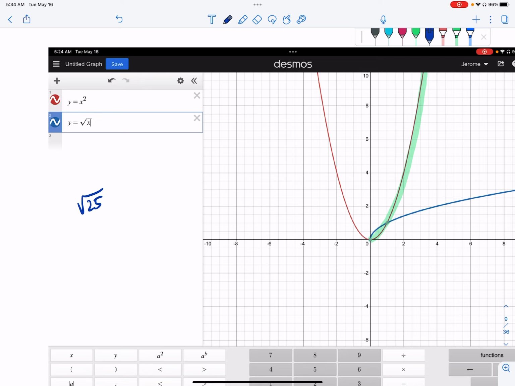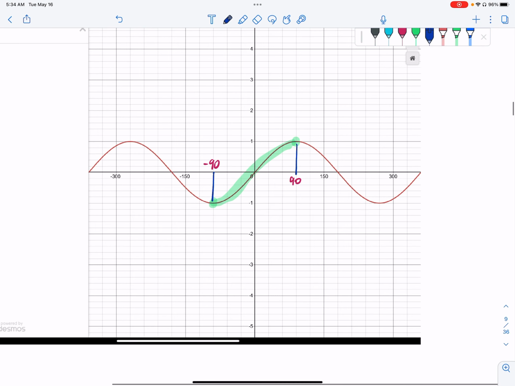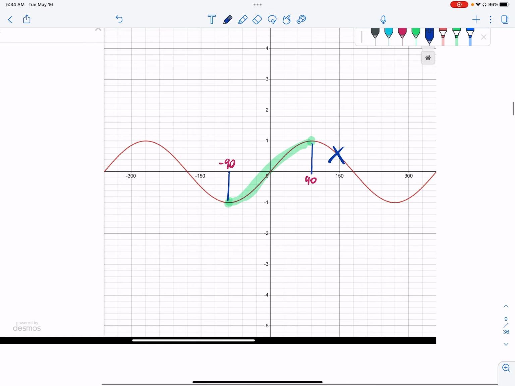And again, the reason why is because we've gotten rid of that part of the graph in order for the inverse to be a function. The same thing happened here. We got rid of the obtuses for sine, so that the inverse of sine can be a function. Let's do the same thing with cosine.